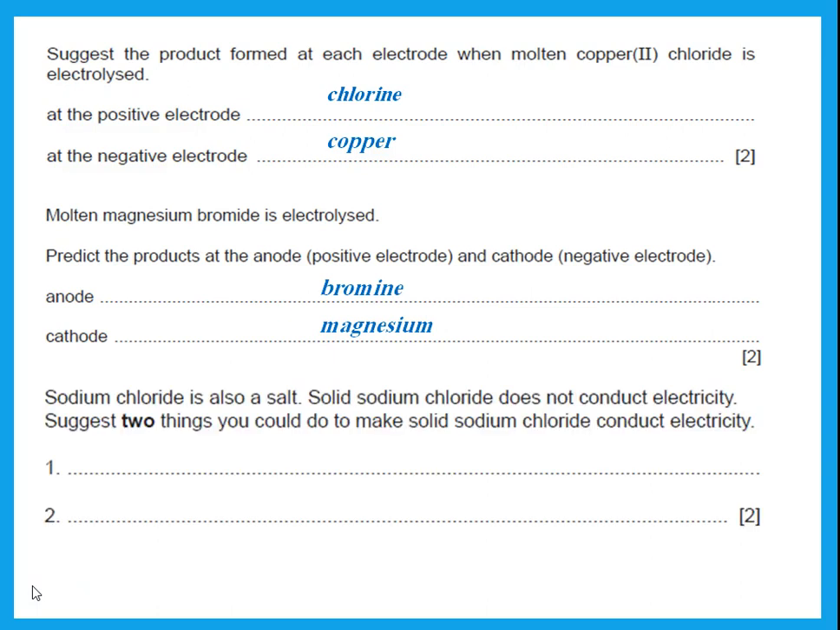Okay, sodium chloride is also a salt. Solid sodium chloride does not conduct electricity. So just two things you could do to make solid sodium chloride conduct electricity. Remember that we said sodium chloride is ionic. But we know that ionic substances do not conduct electricity unless they are what? Molten or in solution. So if I have solid sodium chloride and I wanted to conduct electricity, I would either dissolve it in water to make an aqueous solution or heat it so that it becomes molten.